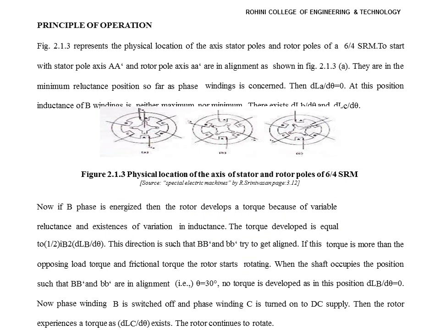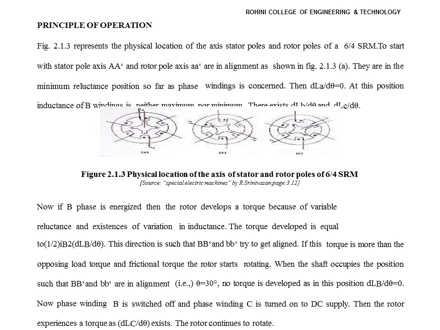Then let us see the principle of operation of the SRM. Here, the stator poles and rotor poles are 6 by 4 in the SRM. To start, stator pole A dash and rotor pole small a dash are aligned with it. Here is the minimum reluctance position, and also dLA by dθ equals 0 at this position, so the winding is neither at maximum nor minimum. Now the phase B is energized and the rotor develops a torque because of the variable reluctance, or variation in inductance.